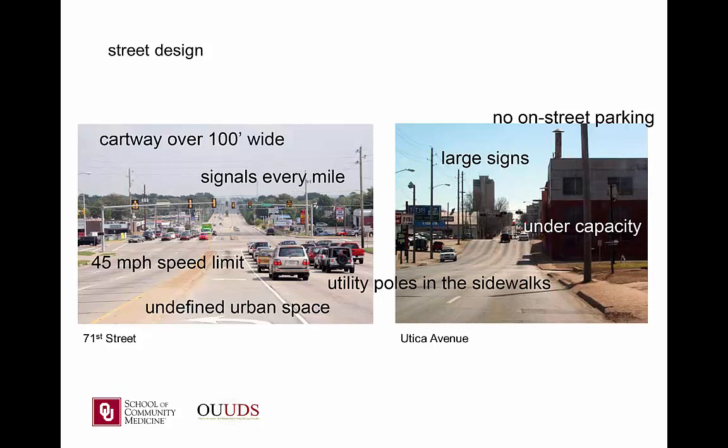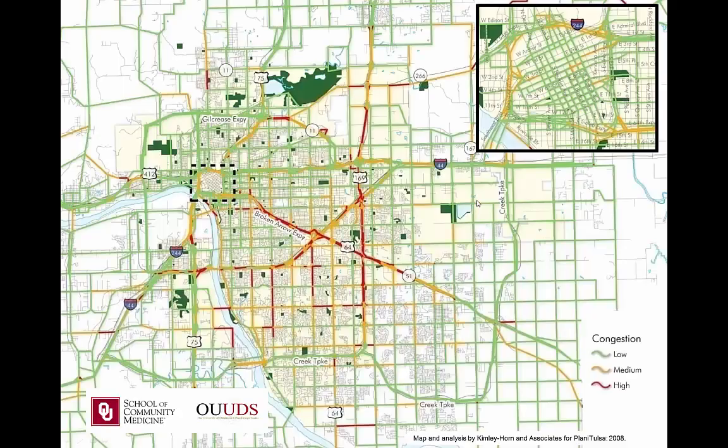The wide cartways and large building setbacks create an undefined urban space, causing businesses to erect large signs to try to capture the motorist's attention. Sidewalks abut the street edge and often have obstructions like utility poles blocking the path. Adding insult to injury, the many wide lanes are not always needed, and almost all of our streets are far under their design capacity.